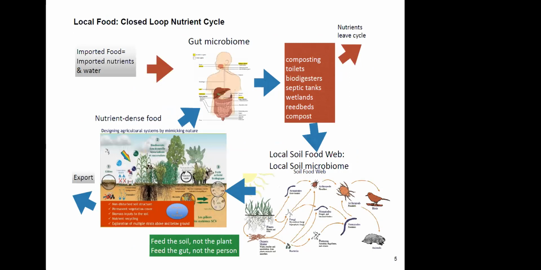Okay, now I want to look at that food system again in just a little bit more detail, so that we can see why we should eat local food, because that's really the objective of this module, to talk about local food systems, and why, if we do that, we can create a closed loop nutrient cycle. So let's start with that red box again.